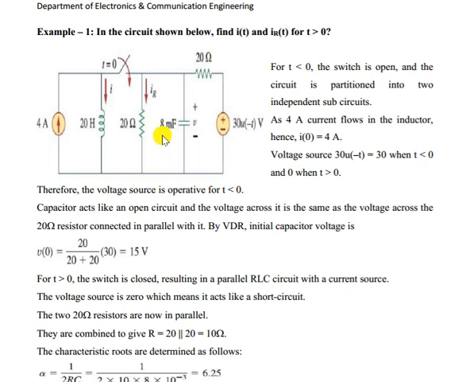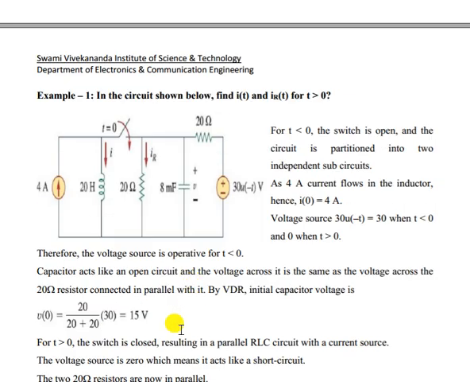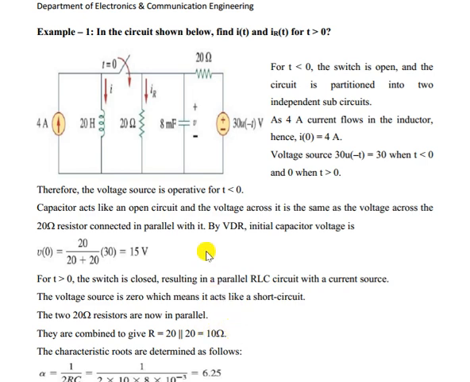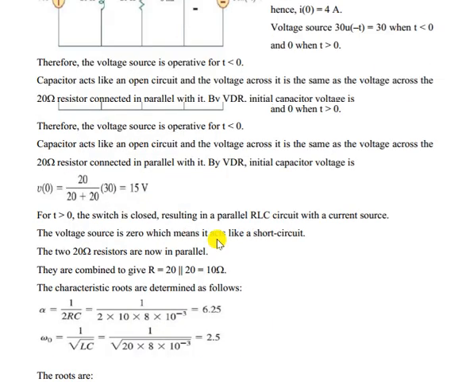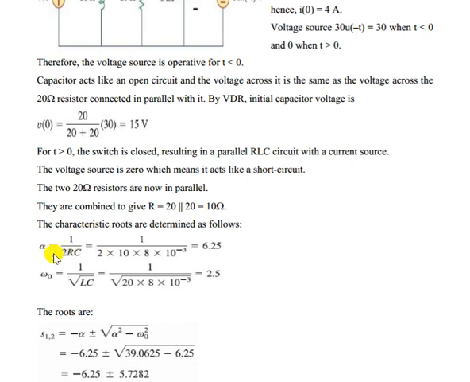Now what we can observe is that we have a current source, inductor, resistance, capacitor, and another resistance which is in parallel with this 20 ohm resistance. So this 20 ohm and this 20 ohm resistors are in parallel, so the effective resistance is 10 ohm. So we have a 20 Henry inductor, a 10 ohm resistor, and an 8 millifarad capacitor in parallel with a 4 ampere current source. So we can find alpha = 1 by 2RC and omega 0 = 1 by root of LC by putting R equal to 10.